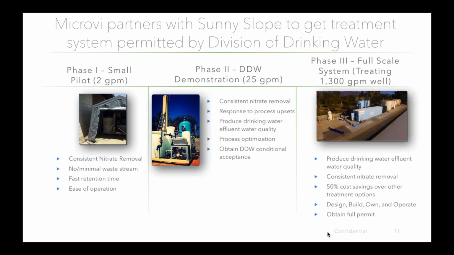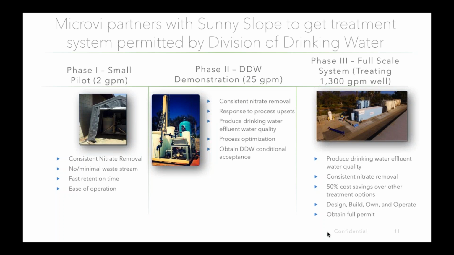So after 90 days, Sunny Slope was convinced that this system did not produce any solids. It was converting nitrate to nitrogen gas and was very easy to operate. And so we partnered with Sunny Slope as well as the Division of Drinking Water. And we ran a 9-month study demonstrating to the regulatory agency that we can remove nitrate cost effectively, efficiently, and we're able to meet all of the drinking water standards, as well as looking at various failure and shutdown scenarios.